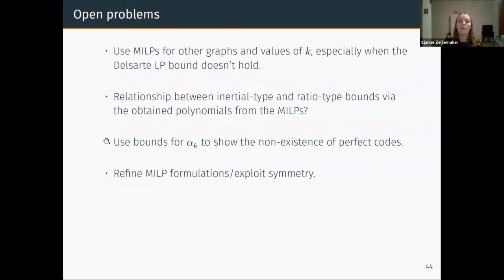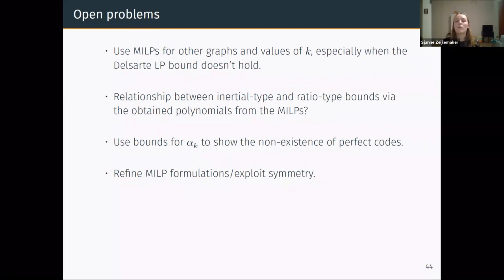Some application that I mentioned before is in coding theory. So using bounds for alpha k, we can show that certain types of perfect codes cannot exist. So whenever we have some improvements for this k-independence number, we can also check whether that leads to an improvement in the area of coding theory.